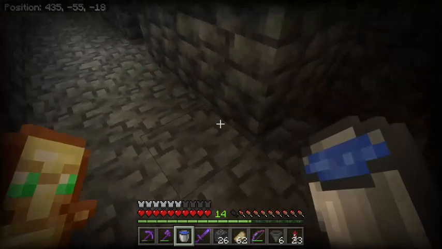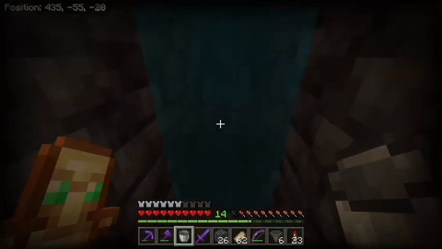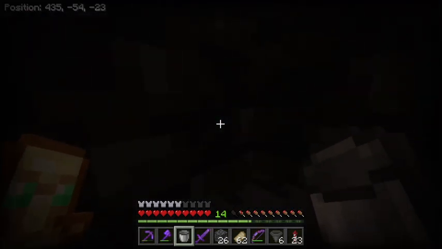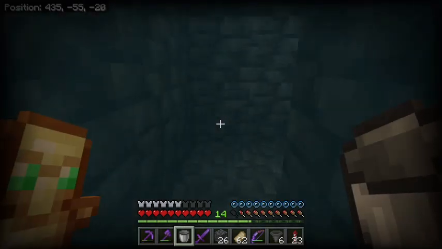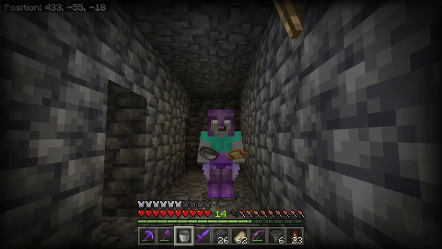So if you're on Bedrock, what you can do is place some water right here and then swim into it, and then you can get into this 1x1 place. I'm sorry, it's so dark, I forgot to bring torches. But if you're in Java, you can just use a trapdoor and flip it down to put yourself in a swimming position, and then you can mine.